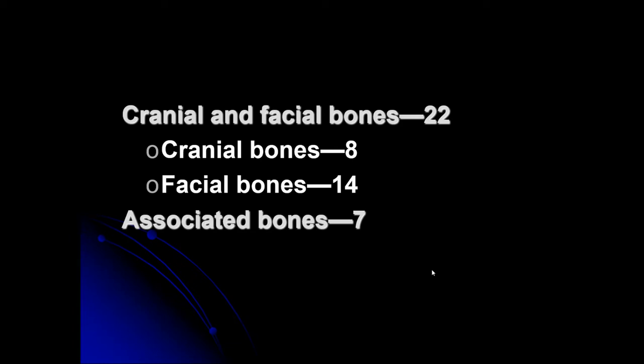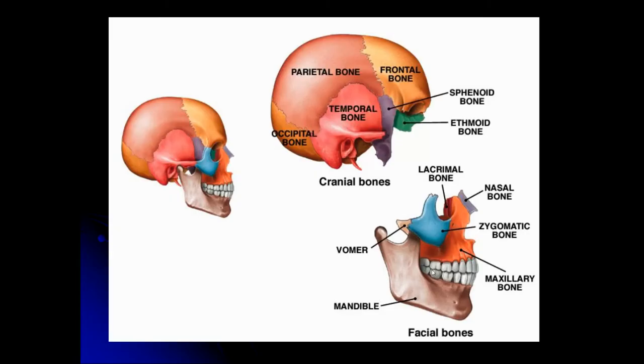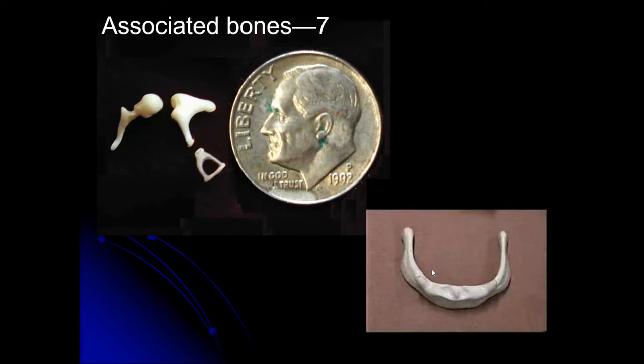Some books also include 7 other bones, but we're going to call them associated bones because they're not truly part of the skull. But if you look at this, you can see what the skull looks like, and you can see the separation into the cranial bones and facial bones. So we're going to look at the cranial bones in this video.